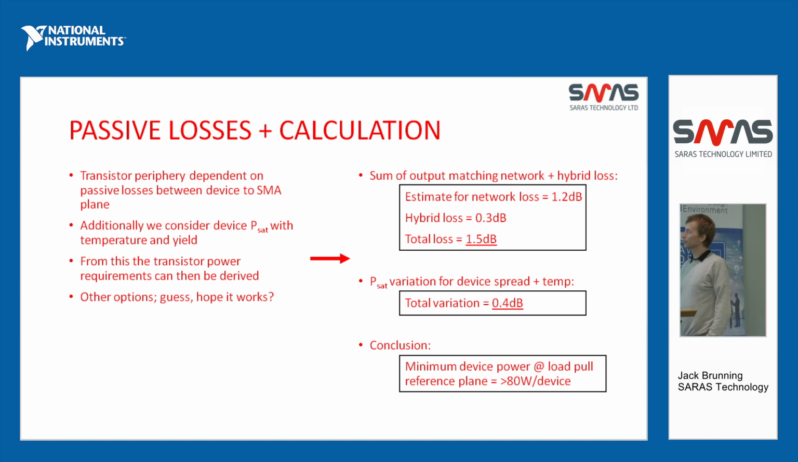And that always surprises people, because I've seen it before. People get two 50-watt transistors, and they don't account for the losses, and then the final amplifier runs short of power, and there's no way you can actually get that back again.